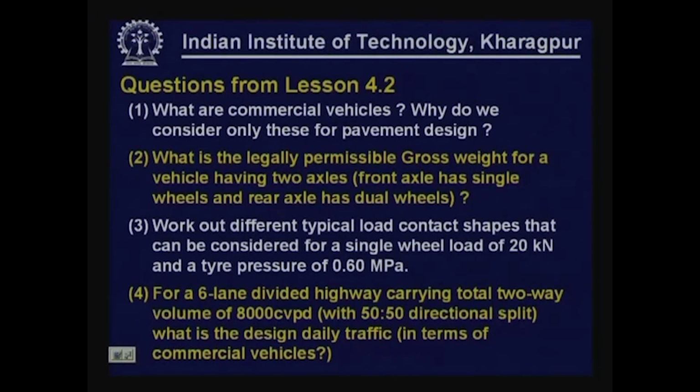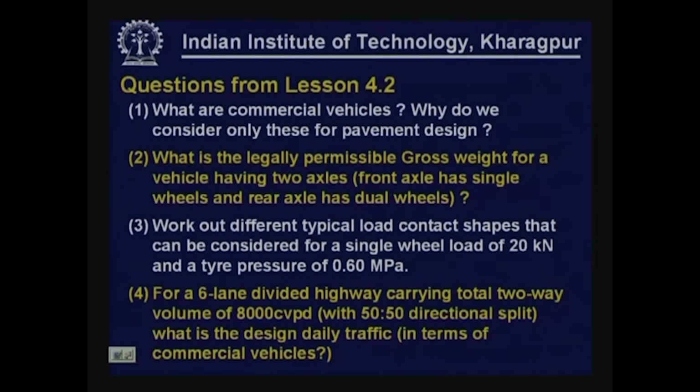The first question is, what are commercial vehicles? Why do we consider only these commercial vehicles for pavement design? The second question is, what is the legally permissible gross weight for a vehicle having 2 axles? Front axle has single wheels and rear axle has dual wheel sets. So what is the total legally permissible gross weight for this vehicle having 2 axles, front axle having 2 single wheels on either end and rear axle having dual wheels on either end?